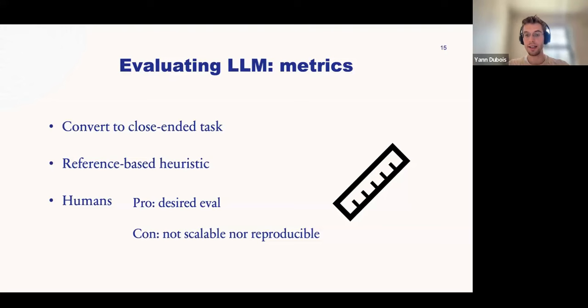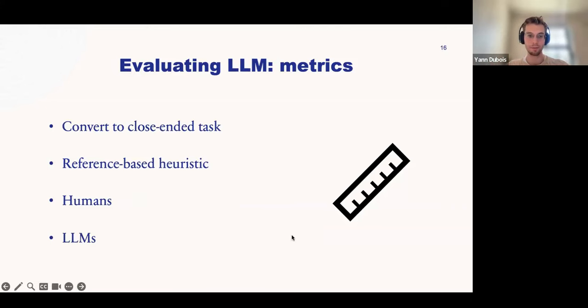The downside is that this is really not scalable because now you need to have humans in the loop and they really read every possible answer given by your model. The other downside is that it's also not reproducible because humans have very high variance. So you will get very different results every time you use a different human for annotation.